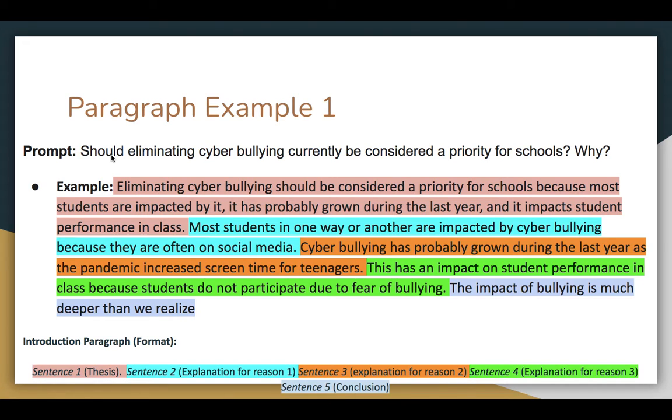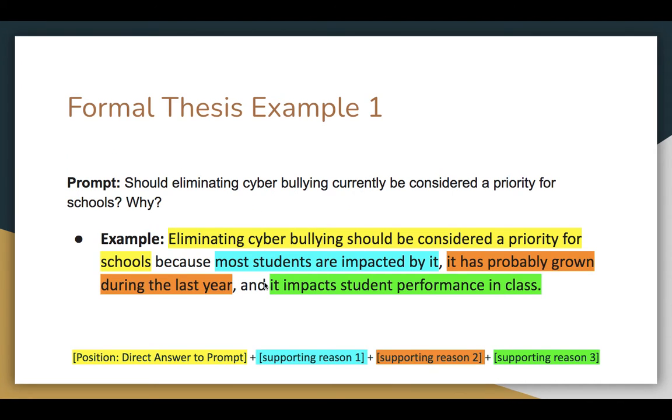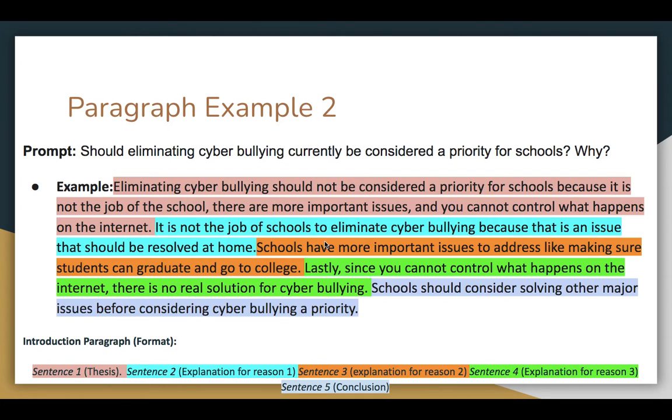And so let me go now into a second example, which would be the opposite position. All right, so I do not have the thesis for this one, at least not like this. I just included it into this paragraph. But you can access this one from the last assignment. Eliminating cyberbullying should not be considered a priority for schools because it is not the job of the school. There are more important issues, and you cannot control what happens on the internet.